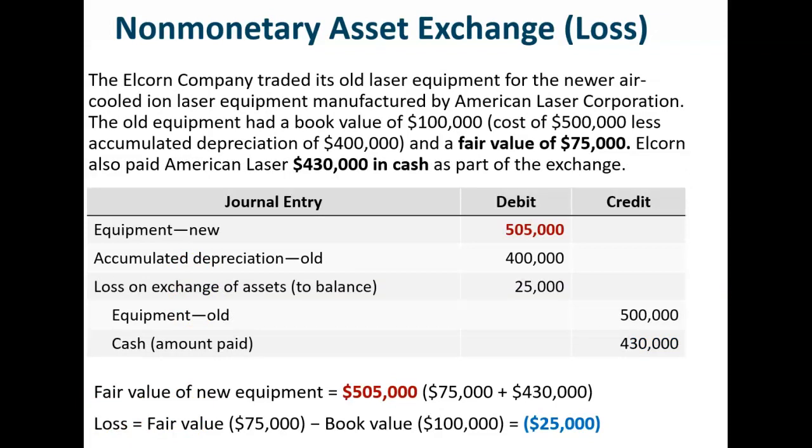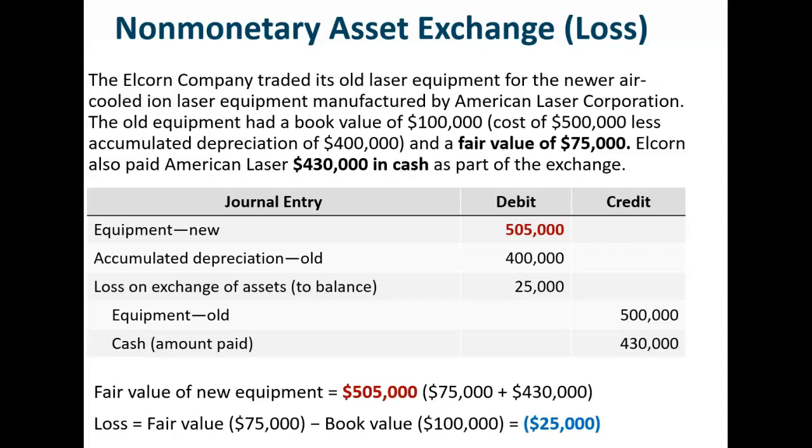Illustration 10-14b in your textbook shows this same example, except the fair value of the asset given is less than its book value, and the exchange results in a loss. The Elkhorn Company traded in its old laser equipment for new laser equipment. The old equipment had a book value of $100,000, but the fair value of the old equipment was only $75,000. The same amount of cash, $430,000, was paid in the exchange.